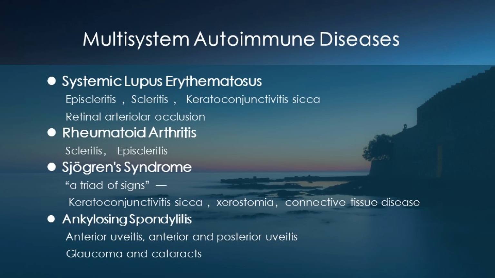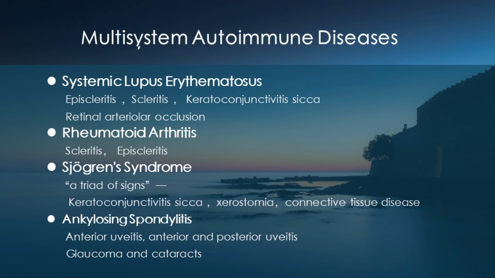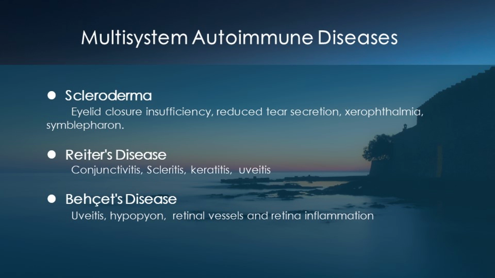Ankylosing spondylitis has a strong association with HLA-B27. In most cases, an anterior uveitis is seen, but in a minority, anterior and posterior uveitis exist, with glaucoma and cataract developing in the long term. Scleroderma may involve the eyelid skin, showing sclerosis and atrophy, causing eyelid closure insufficiency, reduced tear secretion, dry eye, and even symblepharon. The diagnosis of Reiter's disease is based on a triad of signs that includes urethritis, conjunctivitis, and arthritis. Scleritis, keratitis, and uveitis may also occur.